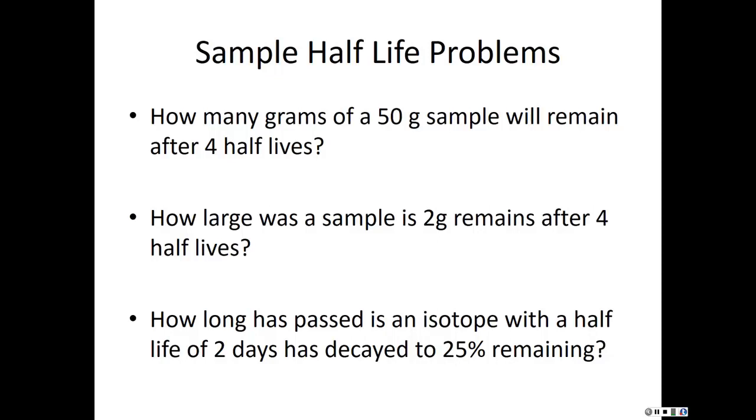So to run through this, we're going to start out at 100%. We need to figure out how many half-lives have passed to get down to 25%. Well, the first half-life is going to take us to 50%. The second half-life will then take us to 25%. So 2 half-lives have passed. If each half-life is 2 days, that means 4 days have gone by. So 4 days would be how long it's taken.